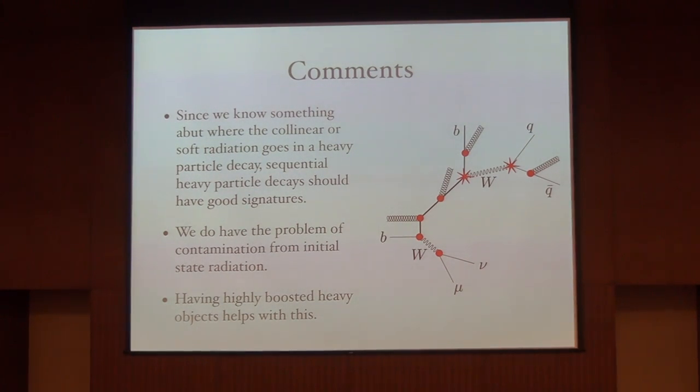Okay, so since we know something about where the collinear and soft radiation goes in heavy particle decays, sequential heavy particle decays should have good signatures by looking for these structures that I've just been talking about. We do have a problem of contamination from initial state radiation that's always there, but that's just part of the structure. And having highly boosted heavy objects helps with finding those things.